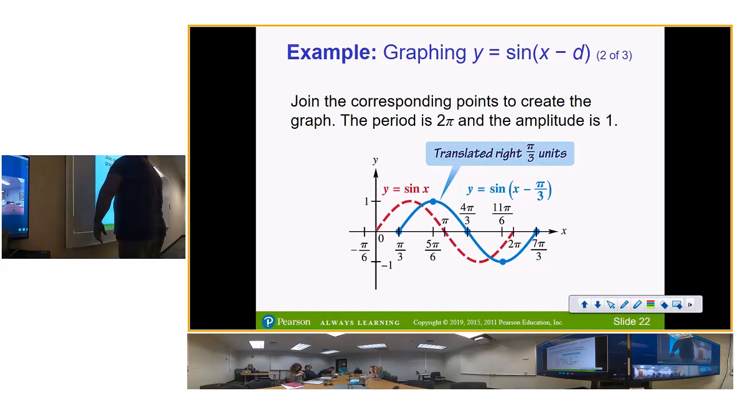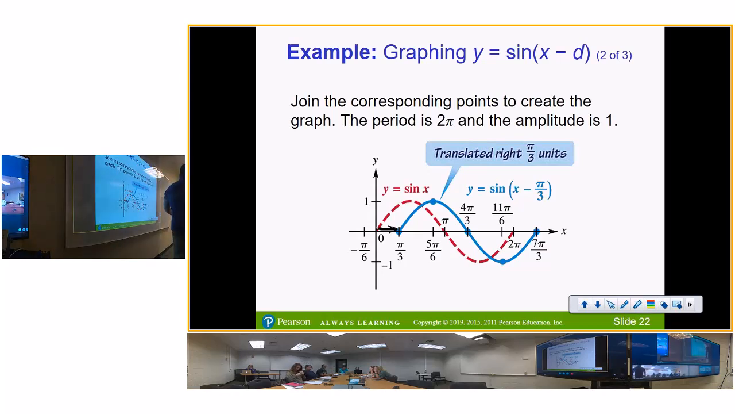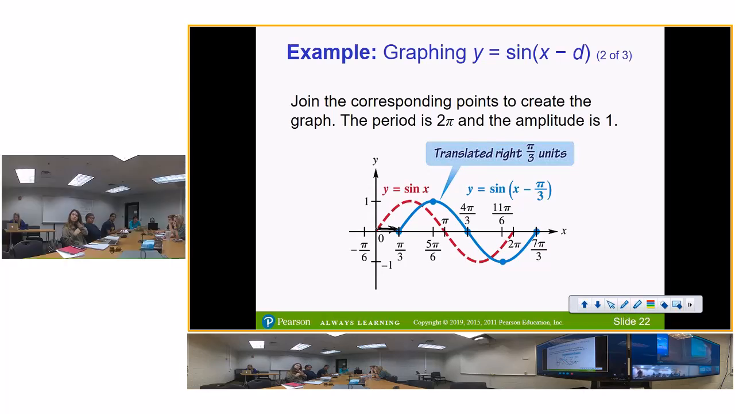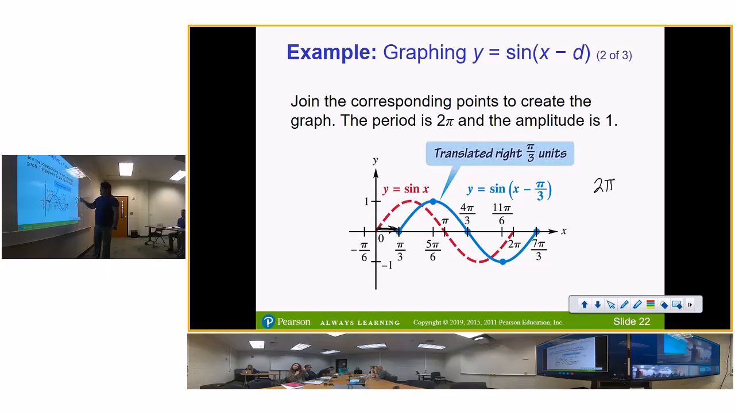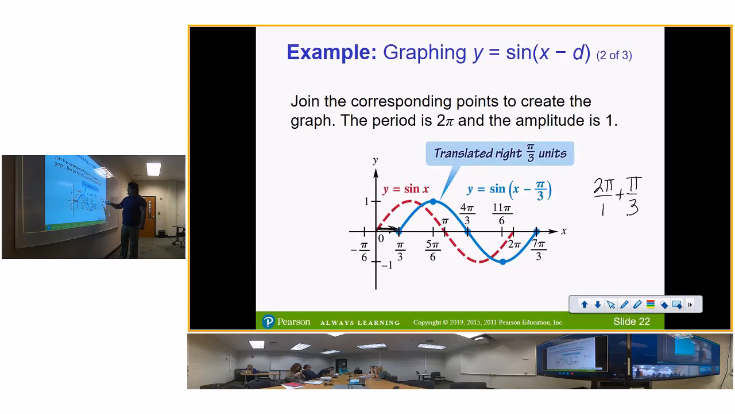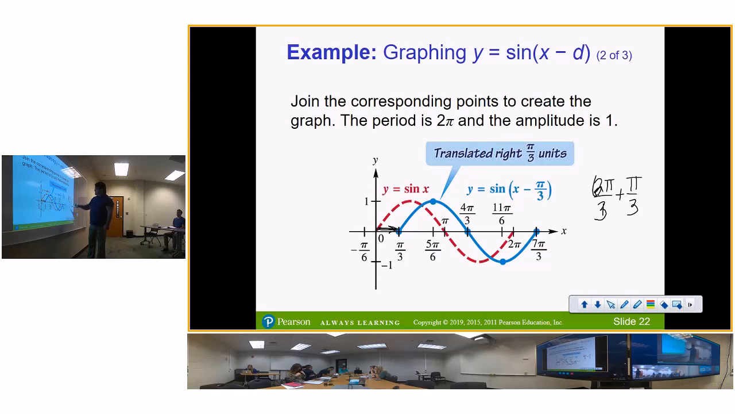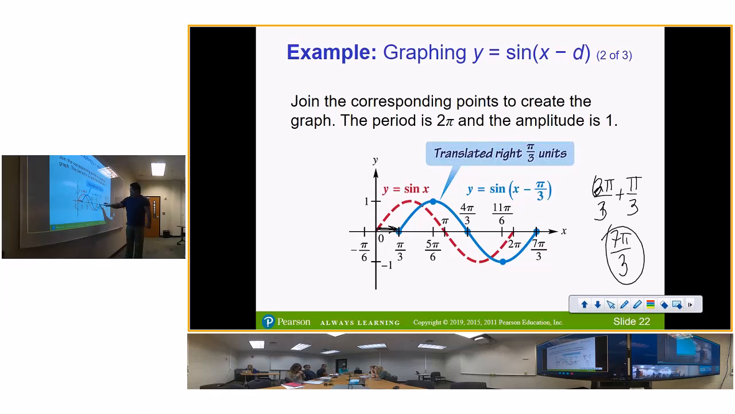Can y'all not say that that is a horizontal shift? Is this a horizontal shift? Yes. Same thing as we did with the quadratics. So just add 2 pi, add pi over 3. 2 pi over 1 plus pi over 3. That's supposed to be a 3, that's 6. So that's going to be 7 pi over 3.